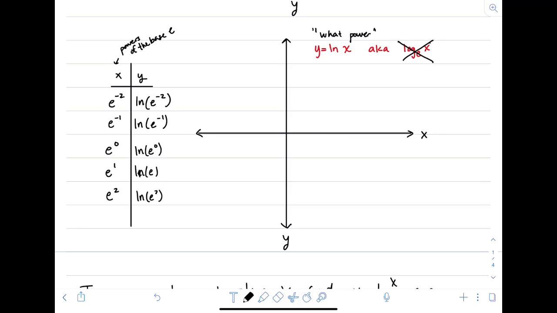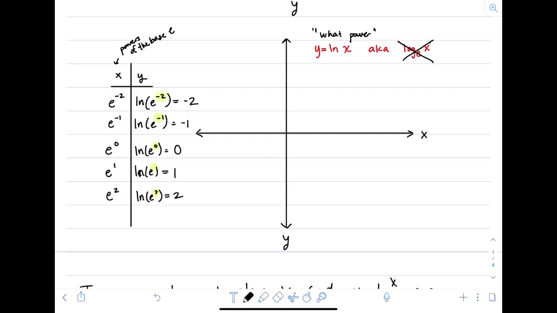Let's simplify that. ln asks the question, what power? It wants to know what power of e is what's inside. Well, that's easy. It's staring right at you: -2. And what power of e is this? Well, it's e literally raised to the power of -1. What power? 0. What power? 1. What power? 2. Because I made those choices for my x values, I have at least nice y values. With e, you're not going to get nice x values and nice y values. Something's going to be kind of gross.